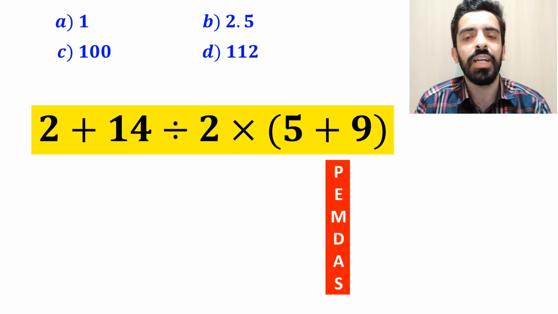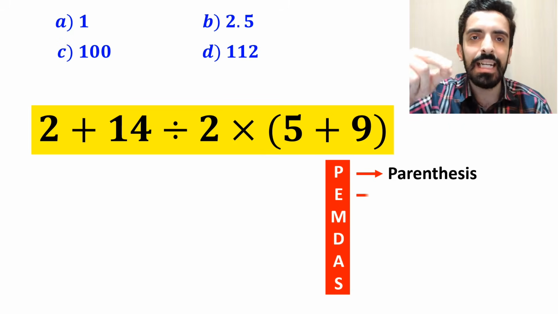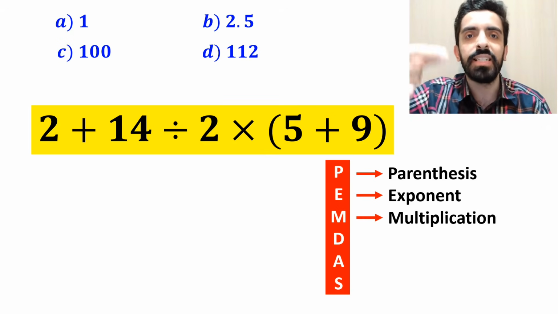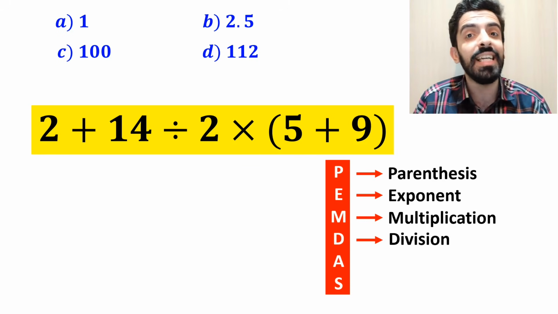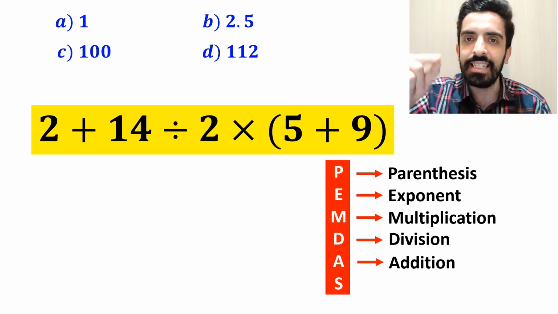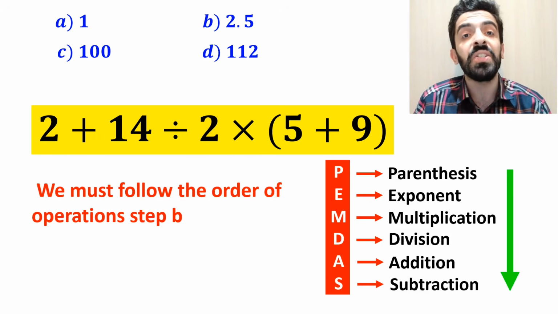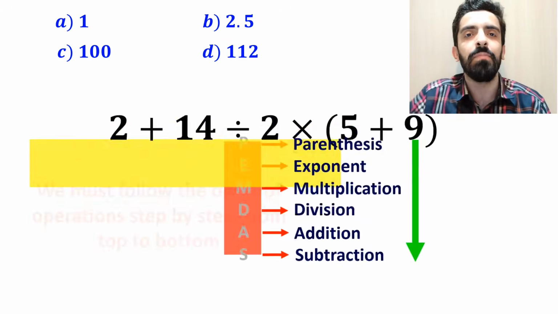To solve this question, we must follow a rule that is called PEMDAS. In this rule, P stands for parentheses, E stands for exponent, M stands for multiplication, D stands for division, A stands for addition, and S stands for subtraction. We must follow the order of operations step by step from top to bottom.